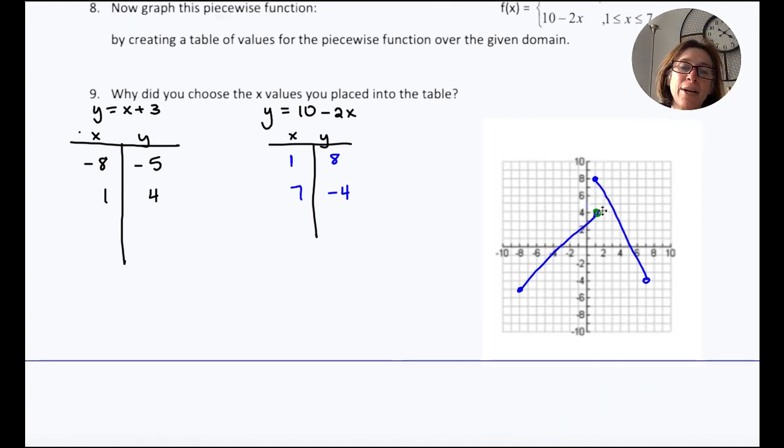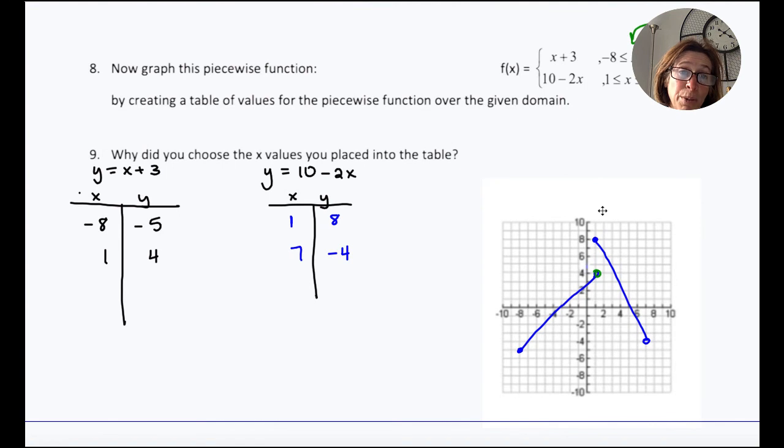Now I think it's important to note that these were both piecewise functions defined for lines. We are going to be looking at graphs of other types of piecewise functions, but for now I just wanted you to feel comfortable with how to read them and the best ways to graph them.